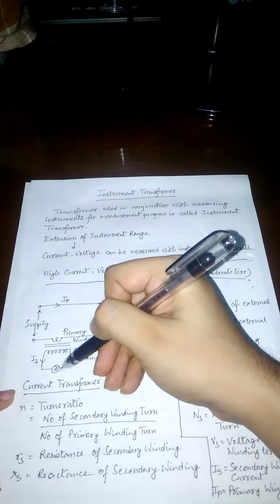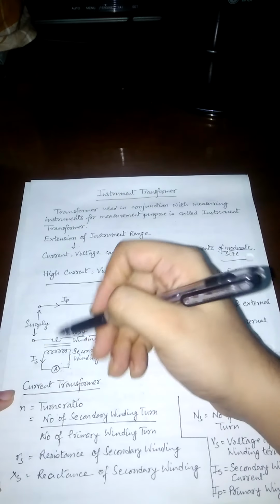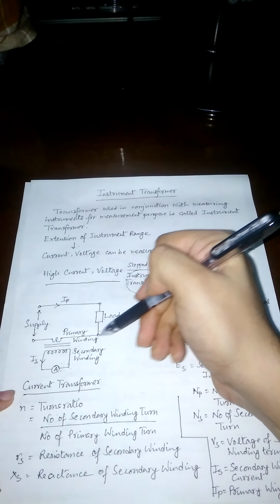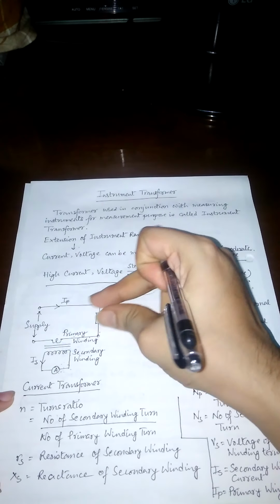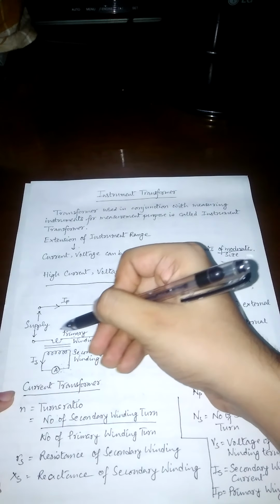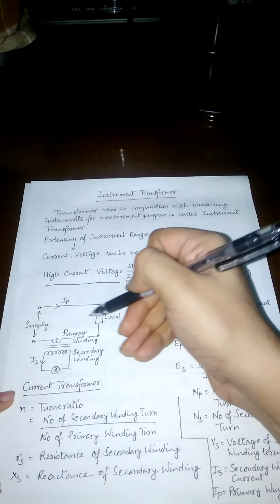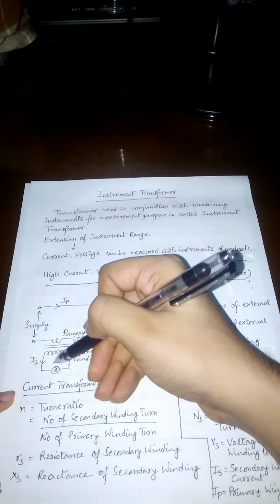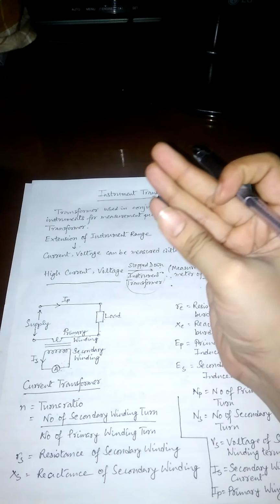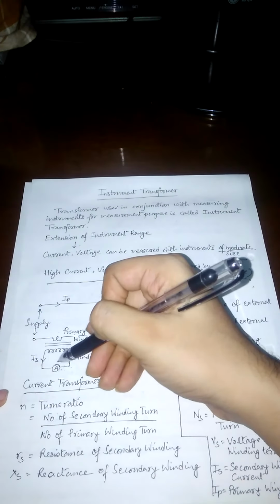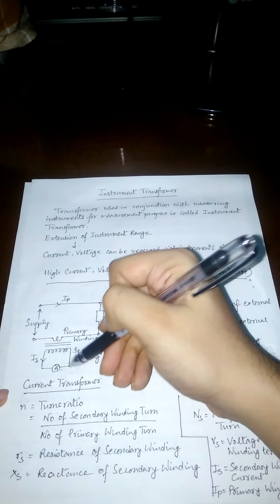That means the normal ammeter cannot measure the high amount of load current, so we use an instrument transformer that steps down that high amount of current, and so the normal range ammeter can now measure this high amount of current.